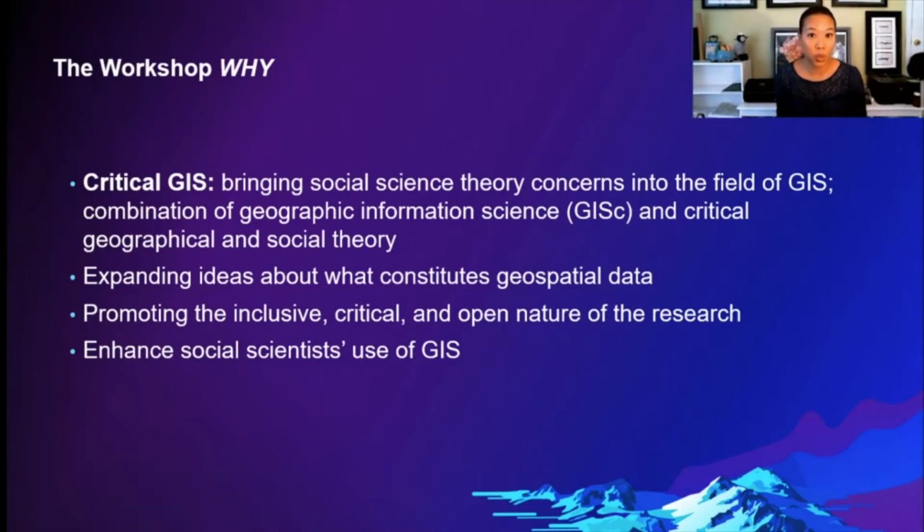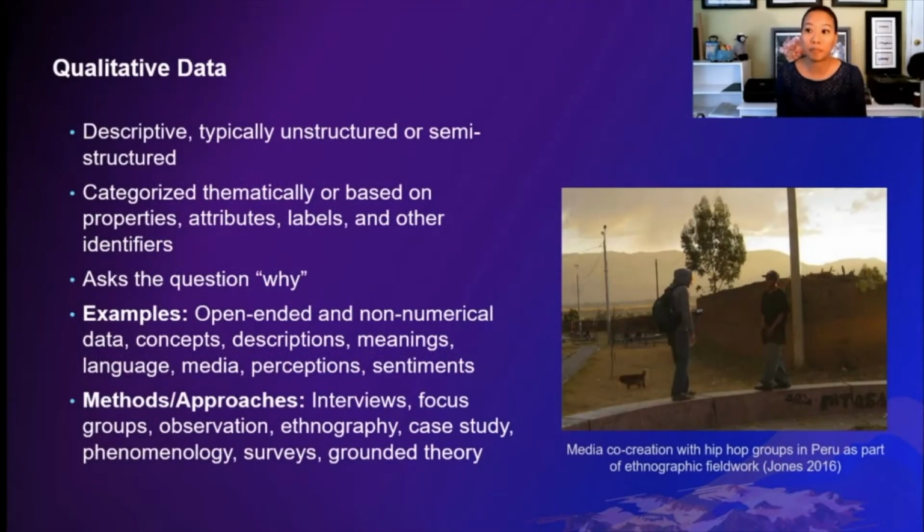A lot of times we work with many data types and don't understand that we can still have that geospatial aspect to it. So we might end up throwing data away or just not using it. We're also hoping to promote the inclusive, critical, and open nature of qualitative social science research. And in doing so, we're hoping to also enhance the social scientist's use of GIS.